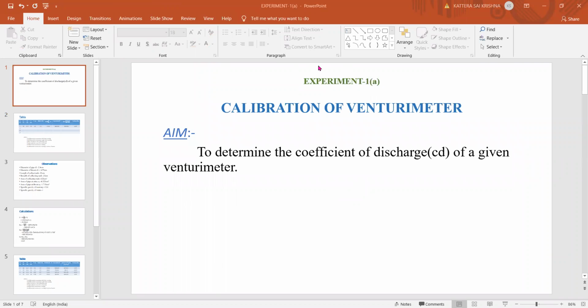Experiment 1A. In 1, we have the subtopic A, that is calibration of venturimeter. Write down the aim of the experiment. After taking the tabular column, I'll show you the experiment video.